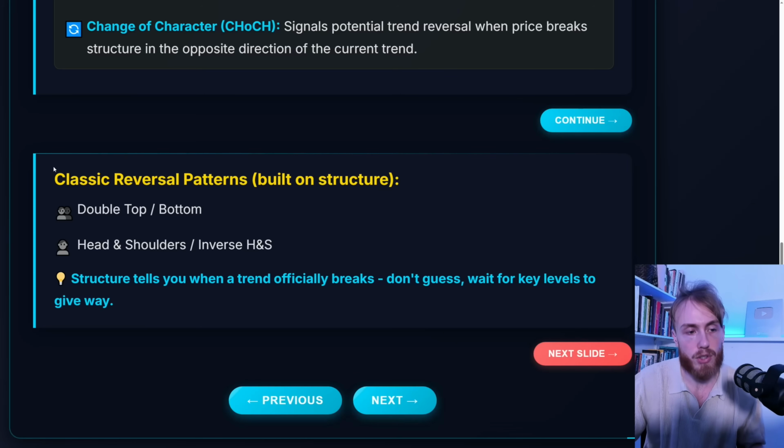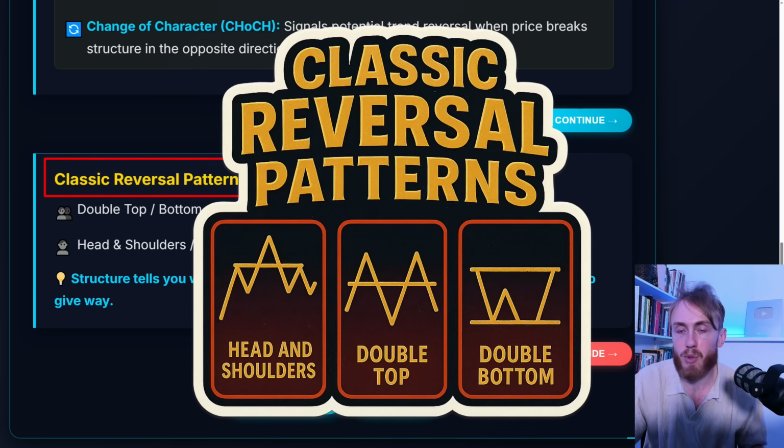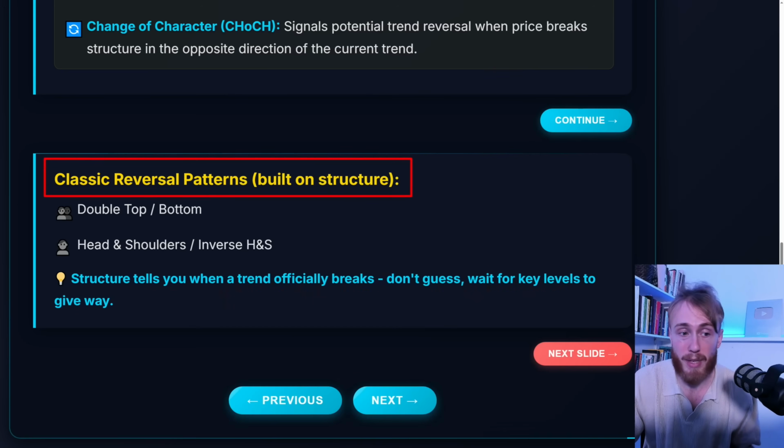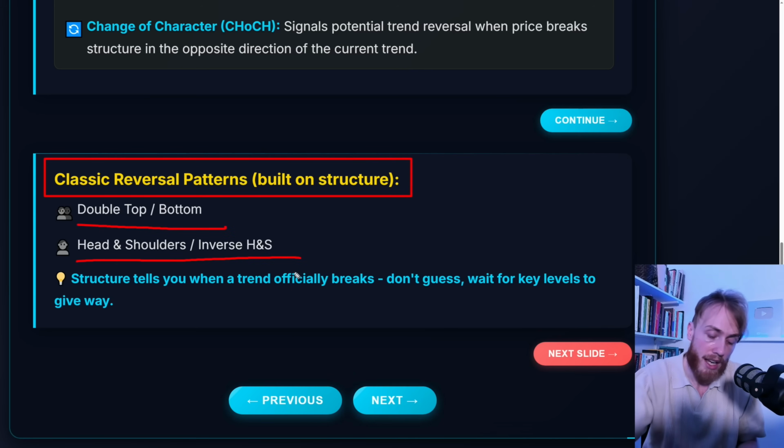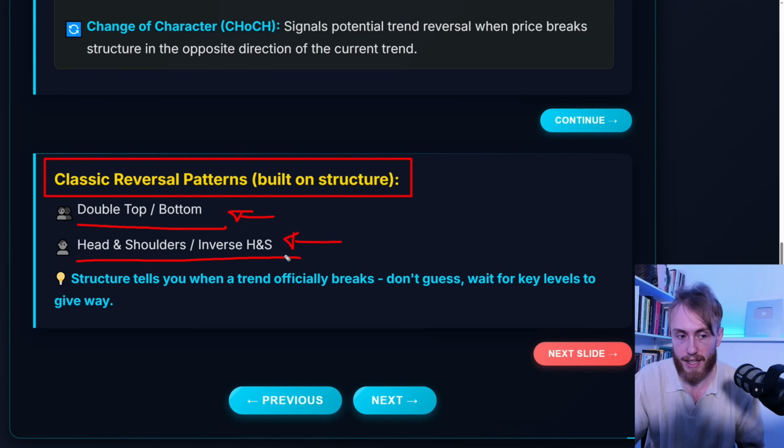And here I can also just mention that many classic reversal patterns, like chart patterns such as the double top/bottom and the head and shoulders and inverse head and shoulders, actually are built on these break of structure and change of character concepts. Or in other words, you can find change of characters in, for example, double bottoms and head and shoulders. But here, market structure tells you when a trend officially breaks.